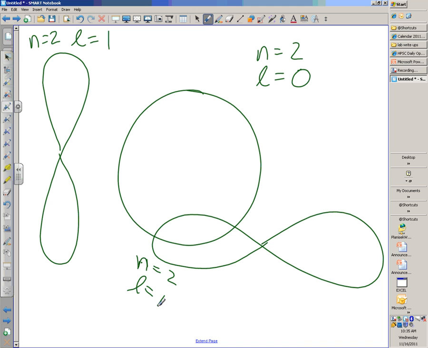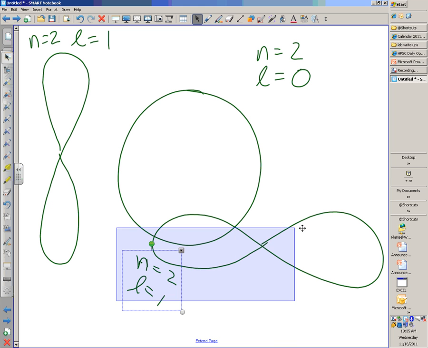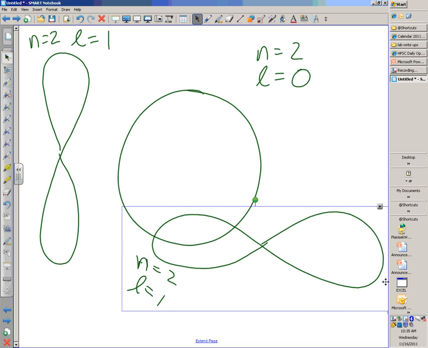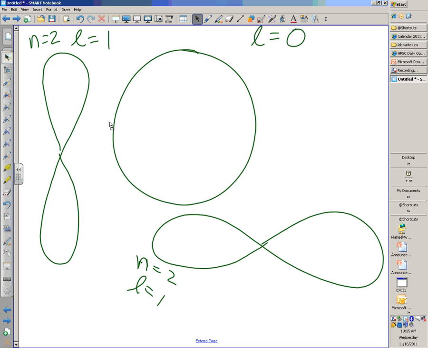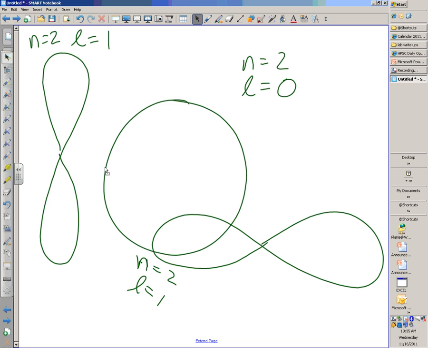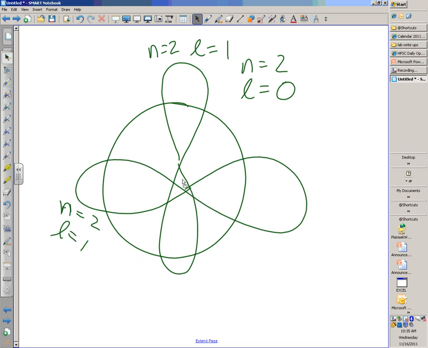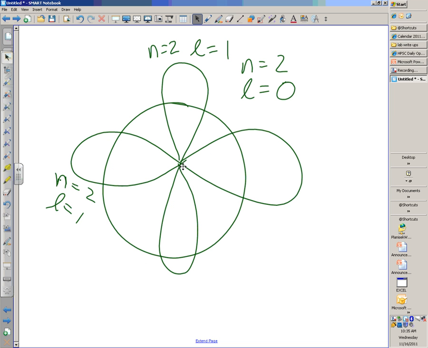What happens when you put them together? They're separate, but they're the same. All right, so now look, they all move together now. Okay?